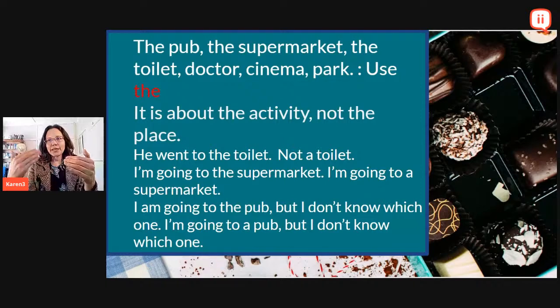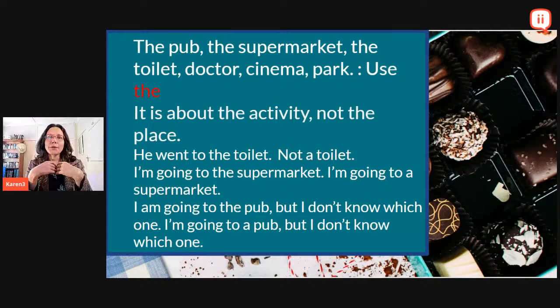When we talk about going to the pub, we are not talking about a place. We're talking about going to drink, probably alcohol, maybe a lime and soda. When we talk about the supermarket, we actually mean we're going grocery shopping. When we talk about the toilet, obviously we're going to the toilet. When we talk about the doctor, we're going to see him about a medical problem we have and he's going to treat us. That's talking about the activity, not the place, not the person.